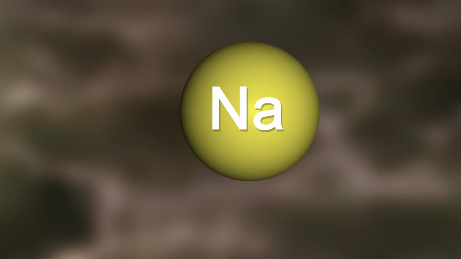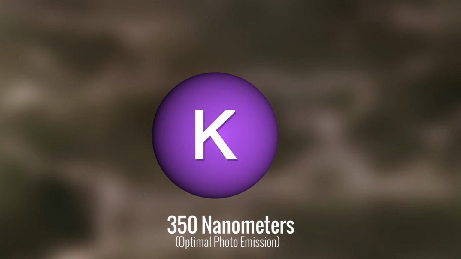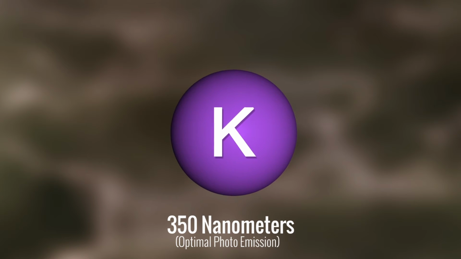We're talking about optimal photon emission. Optimal photon emission from sodium is around 580 nanometers. From potassium, it's around 350 nanometers. However, in a diseased system, photon stimulation of these ions is impaired for several reasons. So how does the vacuum generator resolve this issue?